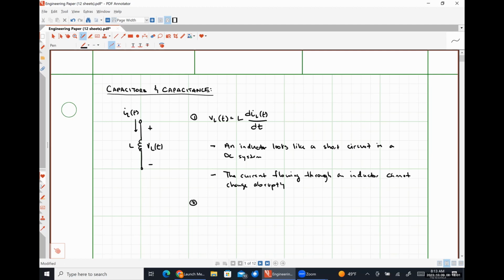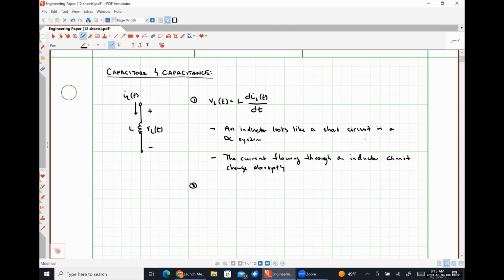The second relationship is simply the first relationship rearranged. So the current flowing through an inductor can be expressed as 1 over L times the integral from negative infinity to some point in time t of the voltage drop across the inductor as a function of t prime, where t prime is just a dummy variable representing time, because I can't have t in the limits of my integration and also inside my integral.